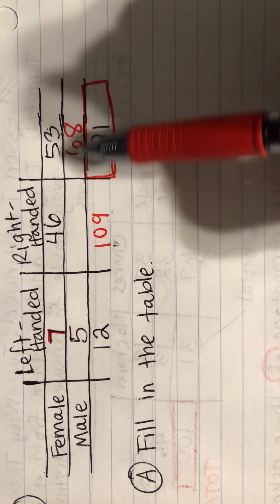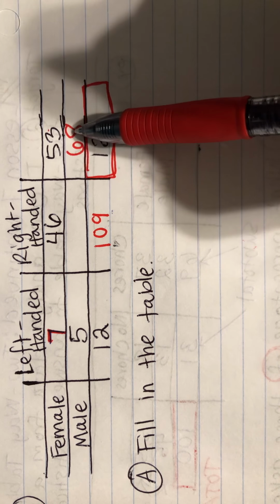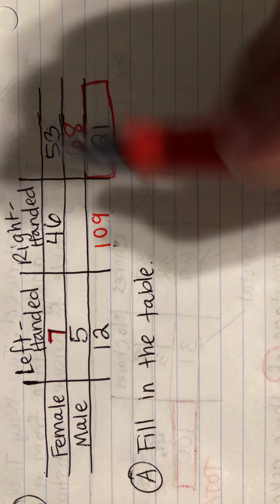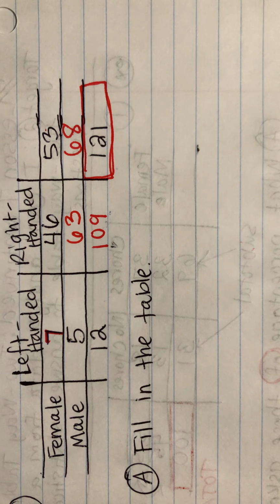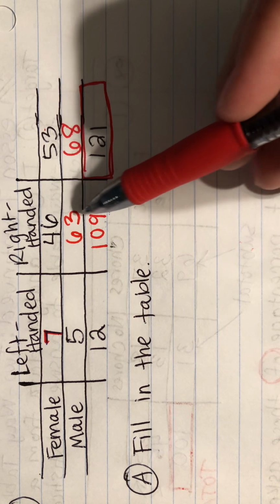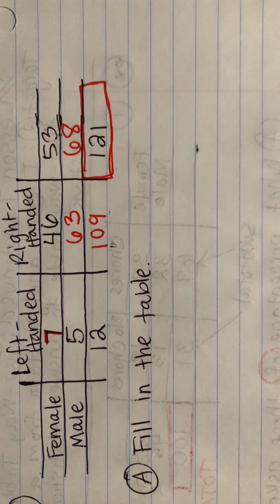So 5 plus something is 68. So if I do 68 take away 5, it should give me the answer of 63. And if I add these two, it's going to give me 109. So just to double check.